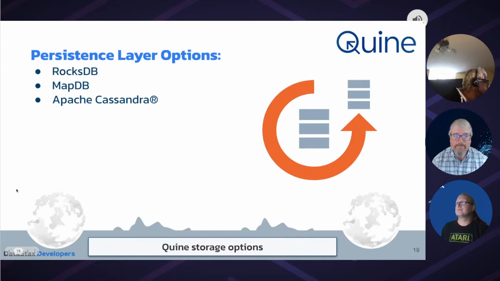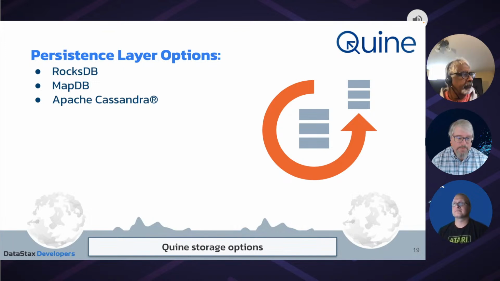Excellent. So of course, Quine has some different persistence options available, right? Yes. So we have two local persistence options, which are either RocksDB or MapDB. RocksDB doesn't always play well with all systems. There was a period of time where they were lagging behind the new M1 architectures, the Apple architectures. So we also support MapDB. Both of those are really great for prototyping or doing very small data sets, something where you're not going to be looking for an event that happens over the span of a week or 2 weeks or something like that.